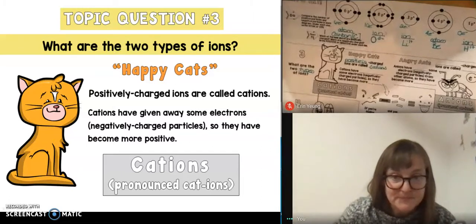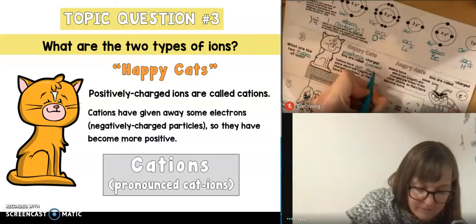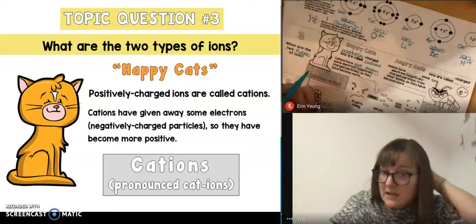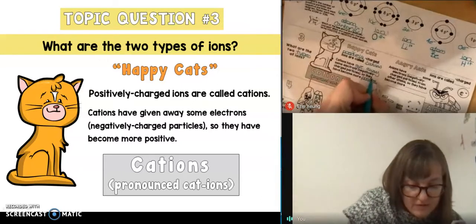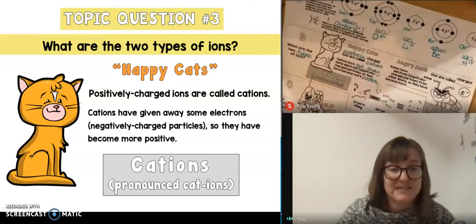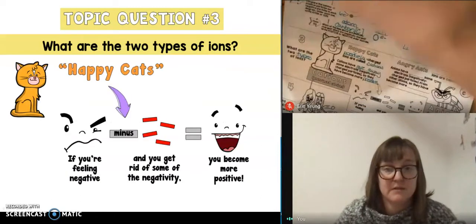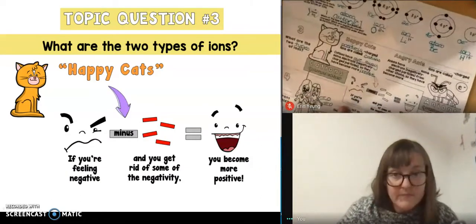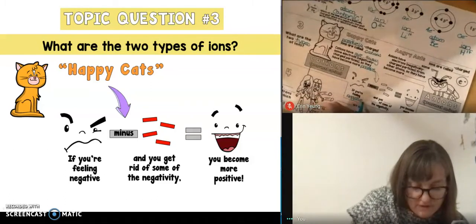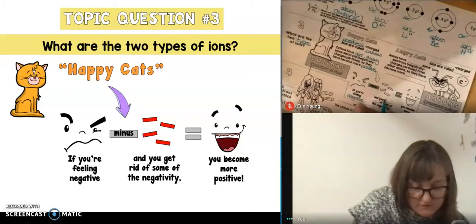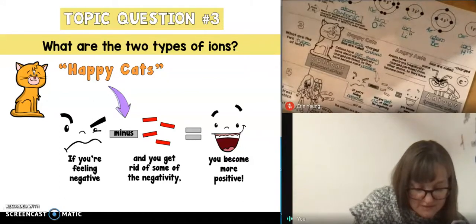Two separate things. So they all give away electrons so that they can be positive. They are much happier having lost electrons because they didn't have very many valence electrons to start with. Okay? Happy, happy, happy cats. So if you're feeling negative and you get rid of some of your negativity, you become more positive.